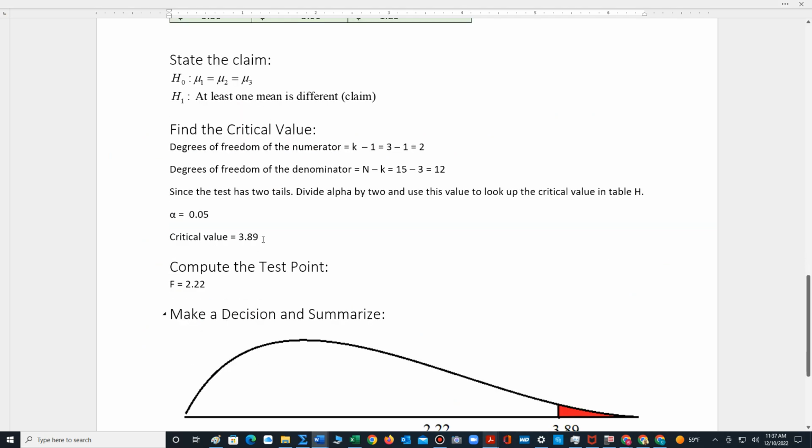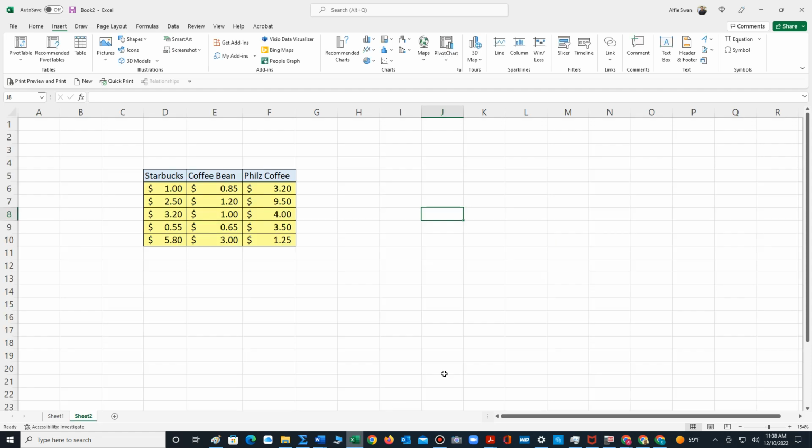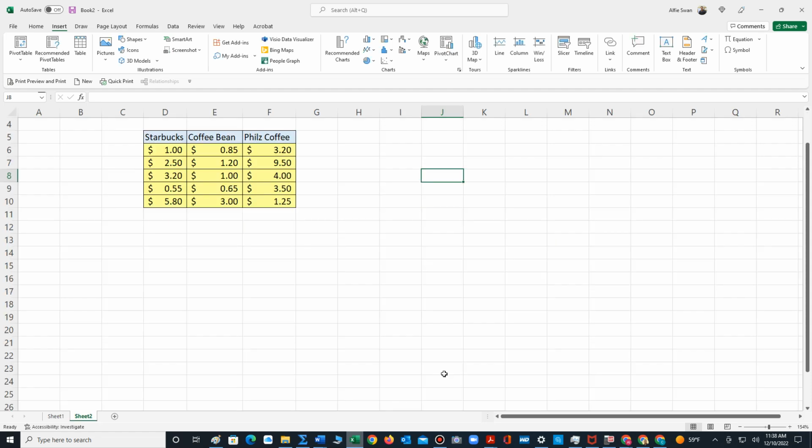Now I'll demonstrate how to find this critical value in Microsoft Excel. So we will be able to generate that value when we compute the test point. In calculating the test point, my recommendation is to use technology, either a graphing calculator or Microsoft Excel. So let's go ahead and demonstrate this process.